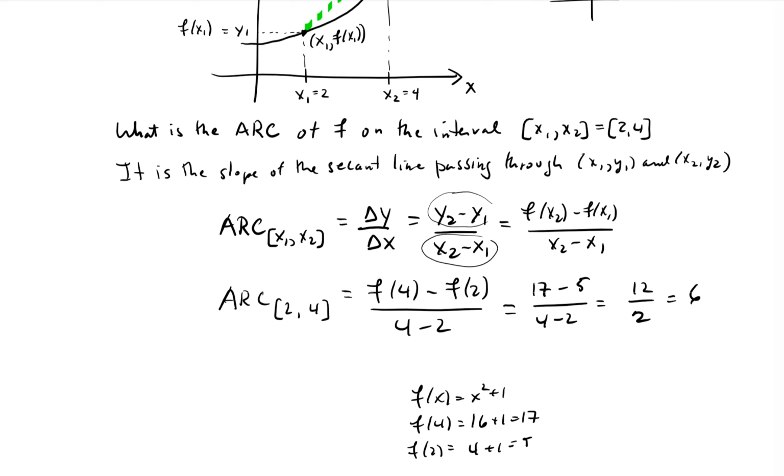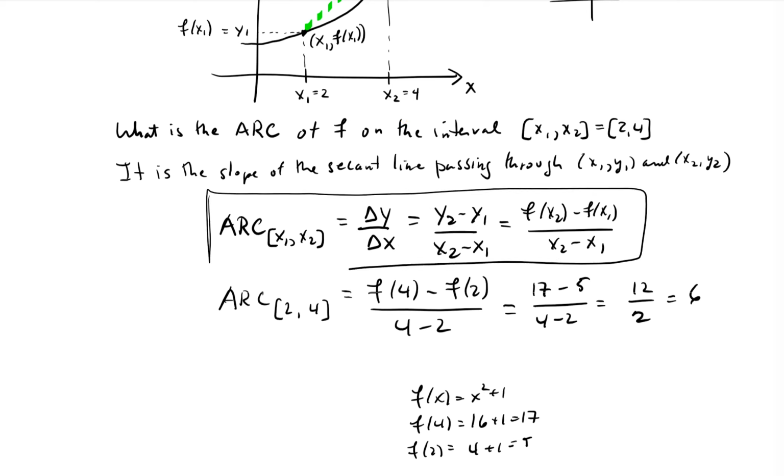So 2 things to remember from all of this: this formula for the average rate of change over an interval, that's important. And the fact that it's the slope of a secant line. That's also important because it gives you a geometrical understanding of what it is.